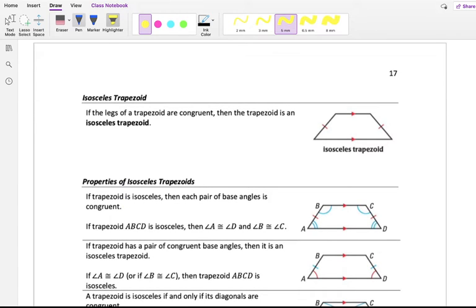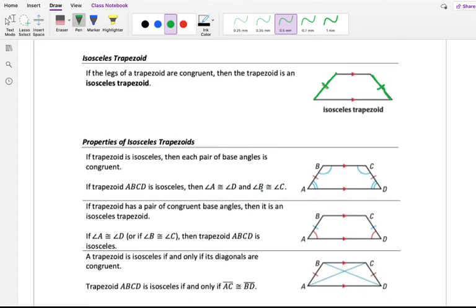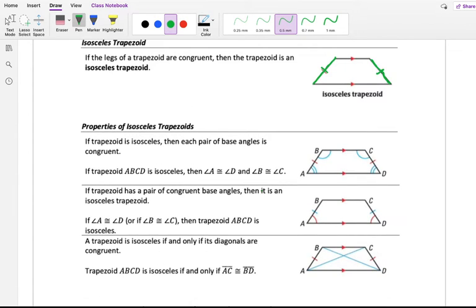So now we get to a special case of trapezoids called isosceles trapezoids. So just like in triangles, isosceles means that there's two congruent sides. So in an isosceles trapezoid, the two legs are congruent to each other. And when that happens, there's a bunch of properties. So the first is that the base angles in an isosceles trapezoid are congruent. So before they weren't necessarily. If it's isosceles, they 100% are. So A and D congruent, B and C congruent.